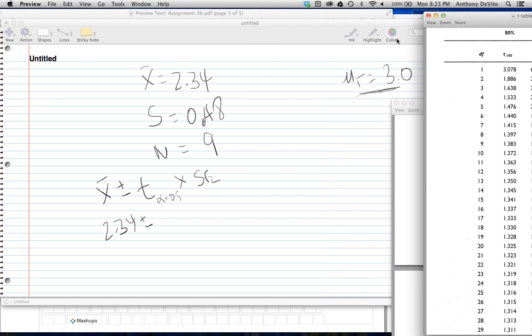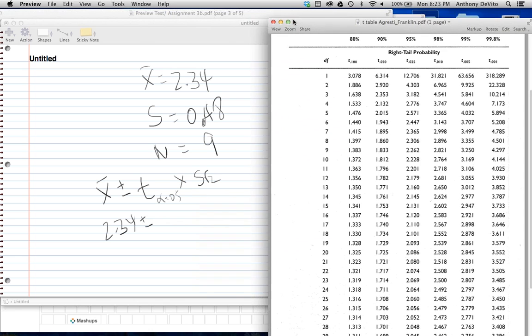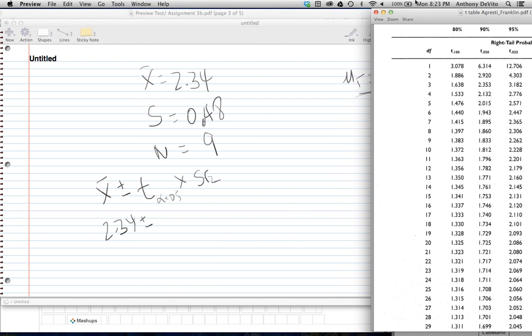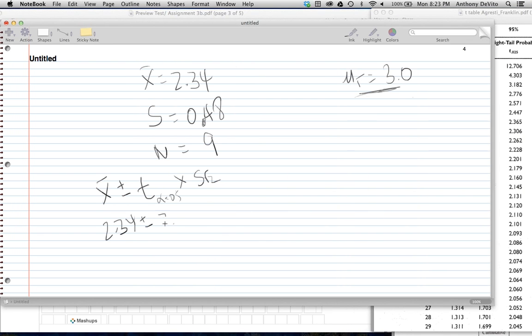the t table. For 8 degrees of freedom, it turned out to be 2.306, plus or minus 2.306, right? If we had known the population, if this had been the population standard deviation, sigma, we would have used 1.96 there. But that's our punishment for using a small sample size, times the standard error.